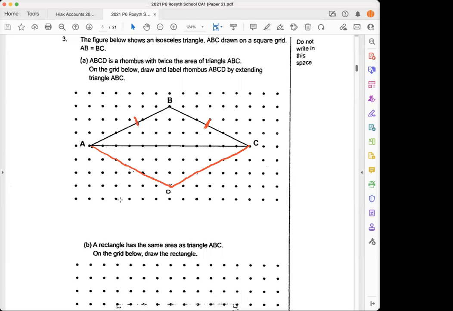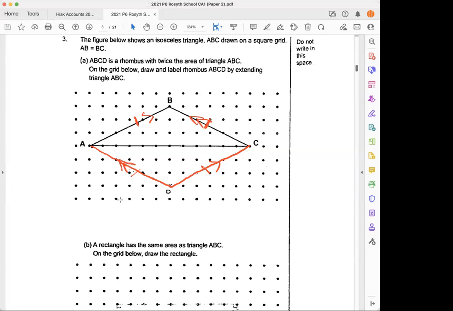What's a rhombus? A rhombus must have 4 equal sides, which is 1, 2, 3, 4. And a rhombus must have parallel opposite sides. So these will be parallel to this. Please indicate the arrow to show that this pair of lines are parallel. This is parallel to this. So you get 4 equal sides and you have 2 sets of parallel lines, and this is a rhombus. Done.